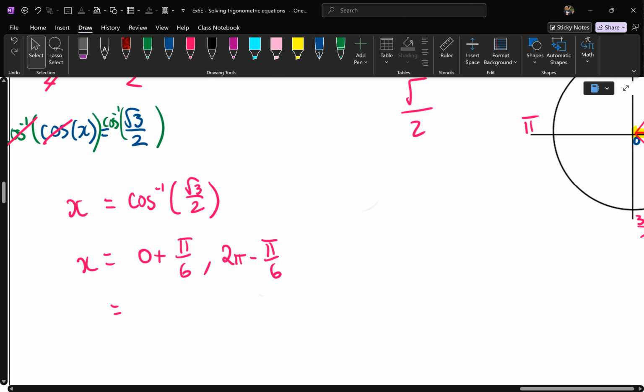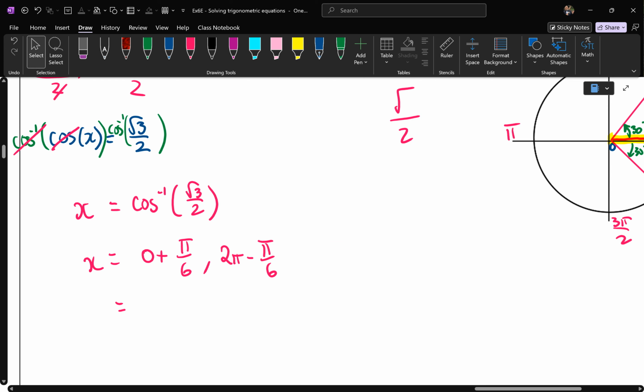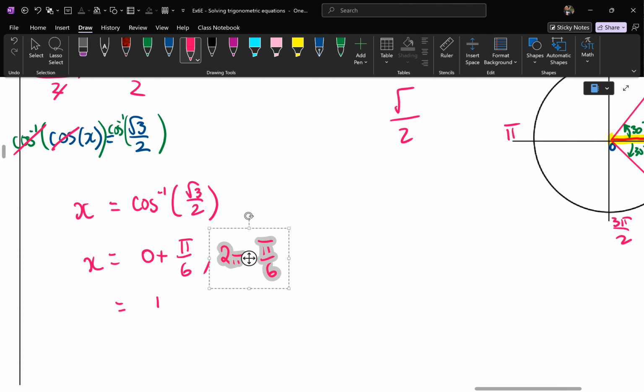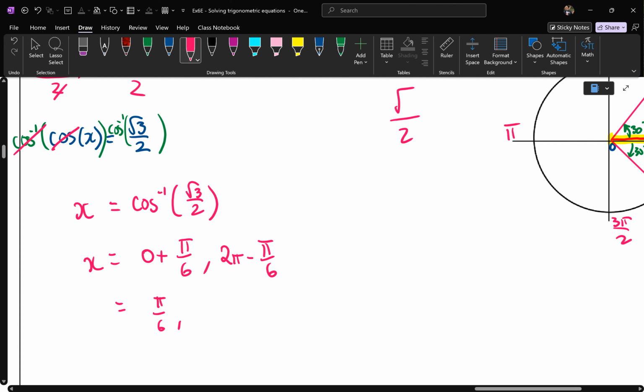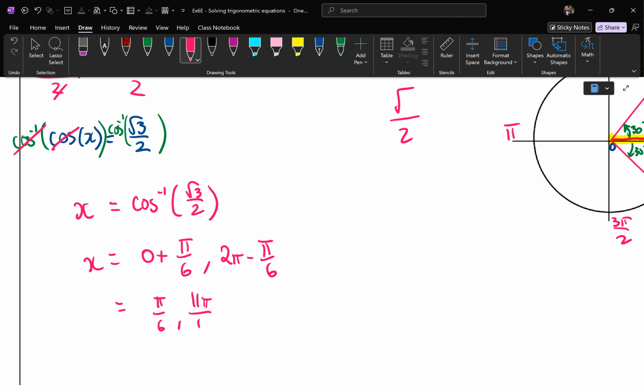Okay, so let's do this bit here. The 2 possible solutions, if I just had cos inverse of root 3 on 2, are pi on 6 and 2 pi minus pi on 6, which is, what's that? 6 times 2 is 12, 12 take away 1 is 11 pi on 6. So I got 2 answers here.